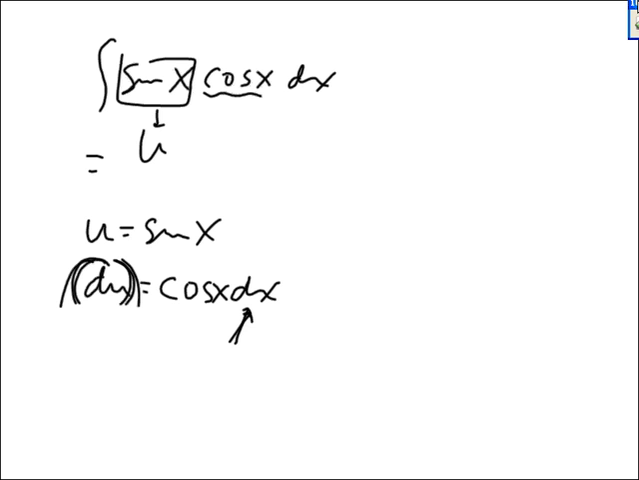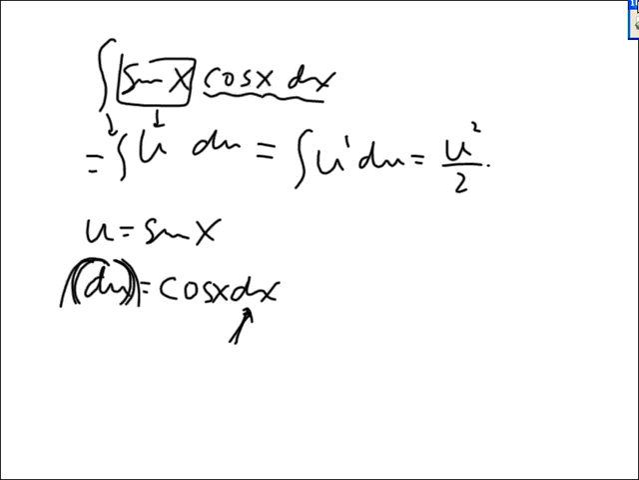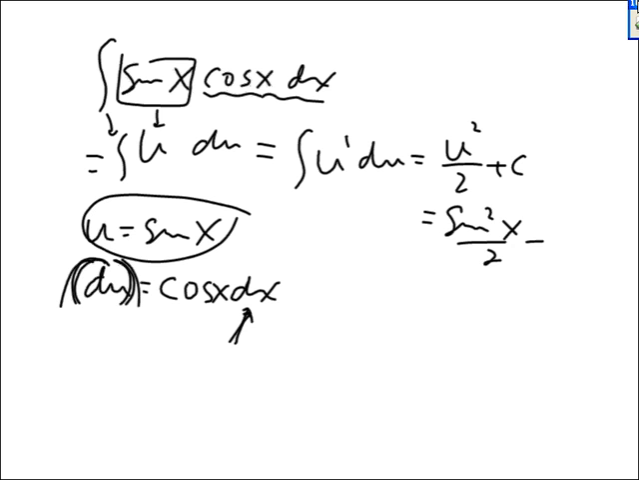Okay, so this is u, and all of this is du, and let's not forget the integral sign. Well, think of it as the integral of u to the 1 du. That's the simple one. That's just u squared over 2 plus a constant. u is sine of x, so it's sine squared x over 2 plus a constant. That's one way of writing the answer.